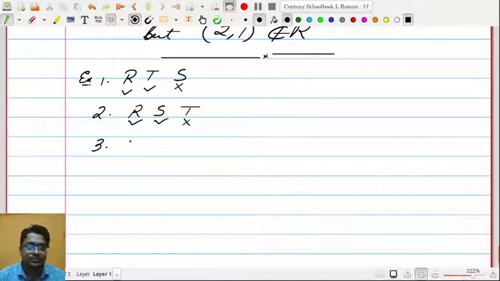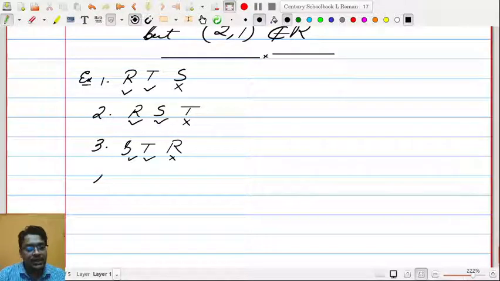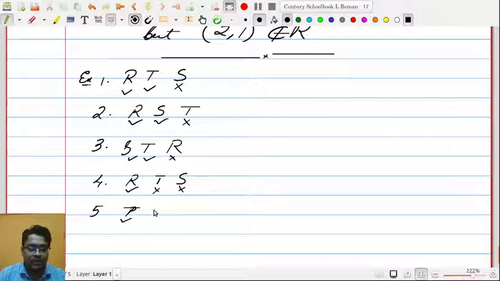Number 3: symmetric, transitive, but not reflexive. Number 4: reflexive, but neither symmetric nor transitive. Number 5: transitive, but neither reflexive nor symmetric. Number 6: symmetric, but neither transitive nor reflexive.